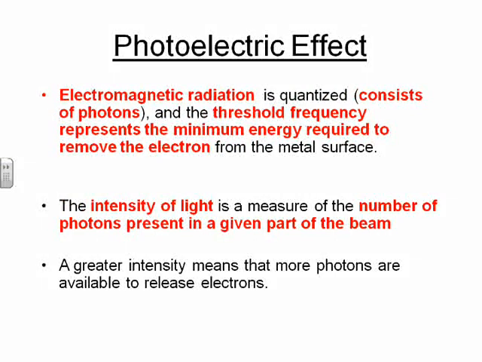Now, electromagnetic radiation is quantized. That just means it consists of photons. That's all quantized means. The threshold frequency represents the minimum energy required to remove an electron from a metal surface. The intensity of light is a measure of the number of photons present in a given part of the beam. So a greater intensity means that more photons are available to release electrons.